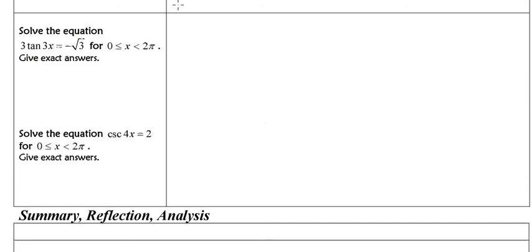All right, here we go. So we've got 3 times the tangent of 3x equals negative root 3, and it's from 0 is less than x, which is less than 2 pi. And this time we're supposed to give exact answers.